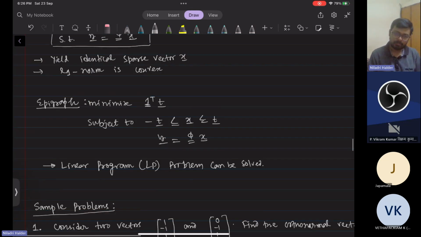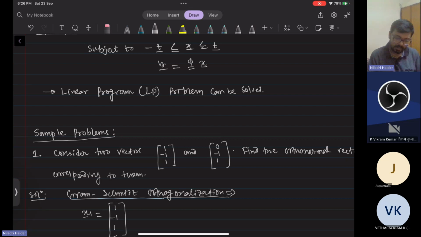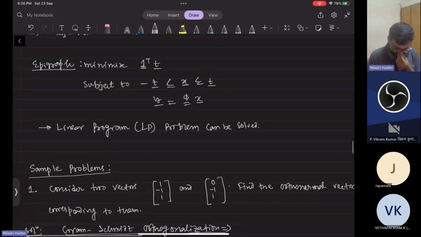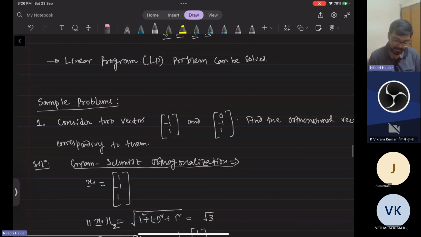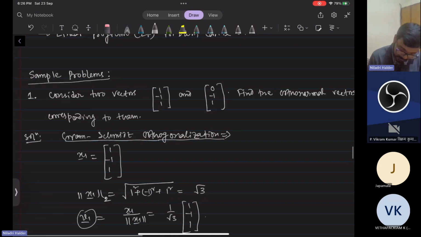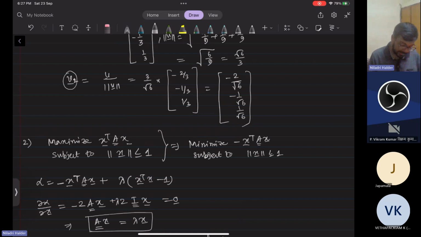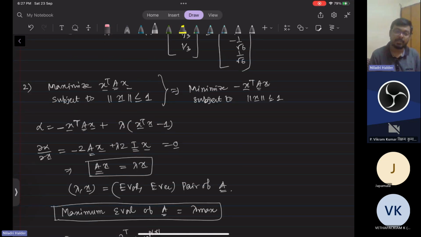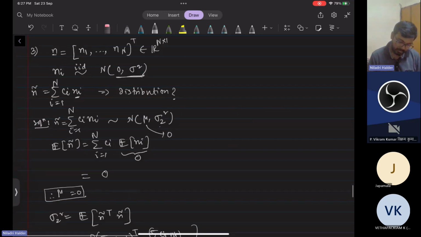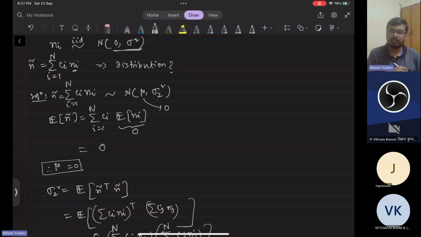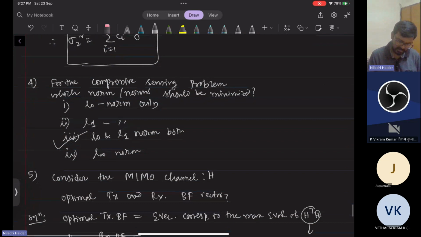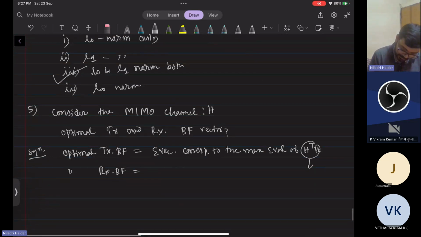Then by minimizing the L1 norm we can also find the sparse signal. That becomes an LP problem that can be solved efficiently. Then I discussed five problems. One is how to find the orthonormal set of vectors corresponding to an independent set of vectors, maximizing x transpose x. And then how to find the mean and variance of a linear combination of the noise elements n_i. And then compressed sensing, where L0 and L1 norms can be minimized. And then for the MIMO channel, the transmit beamforming will be the eigenvector corresponding to the maximum eigenvalue of H transpose H, H Hermitian H.